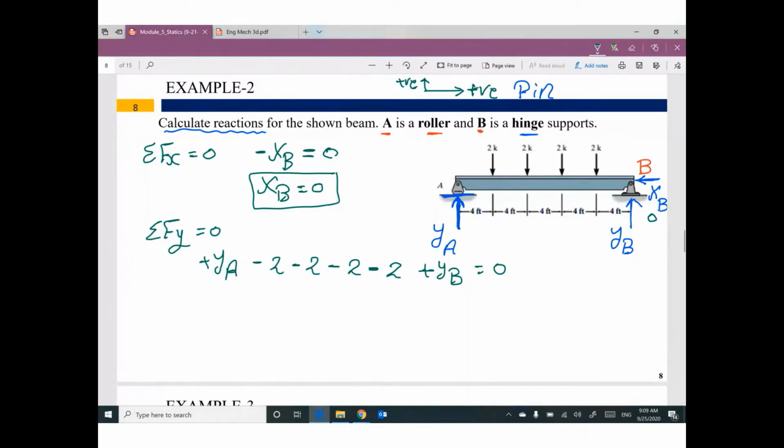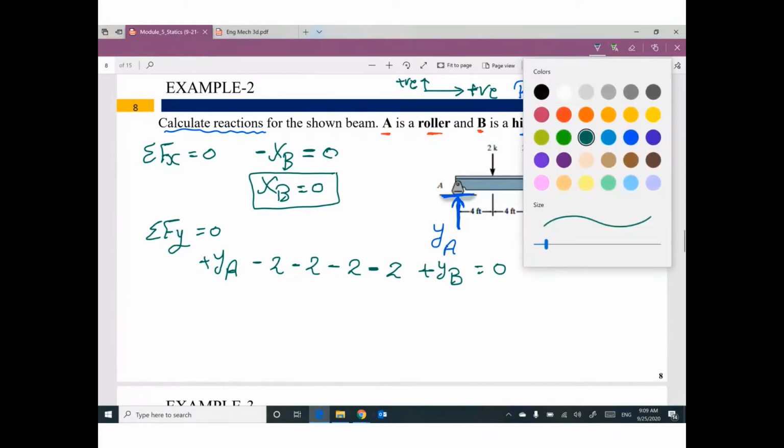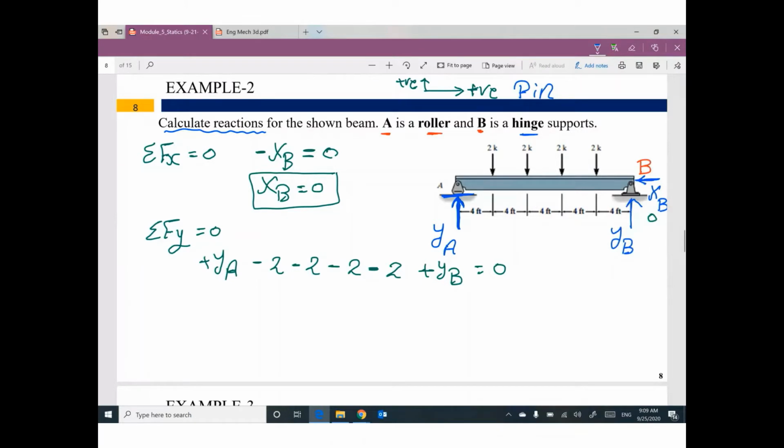This equation has 2 unknowns, YA and YB. I cannot solve it yet, so I'm going to simplify it. YA, which is positive, plus YB, which is positive, equals... I'm going to move these 4 values to the other side. If they are negative, they become positive. So we have 2, 4, 6, 8, positive 8. This is the first equation.